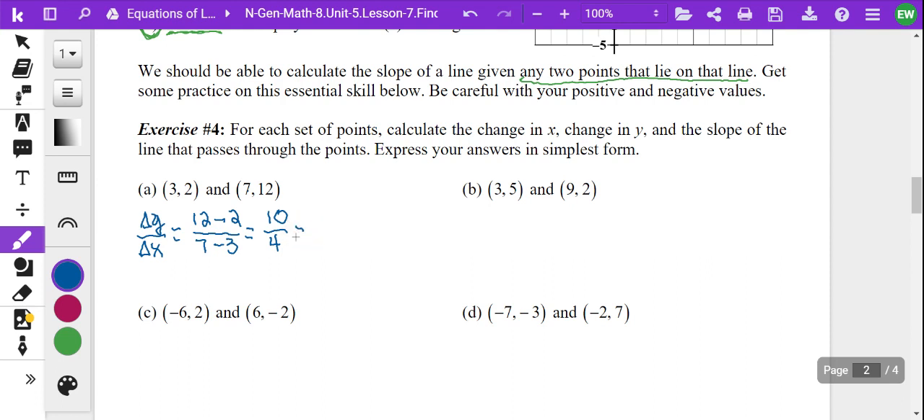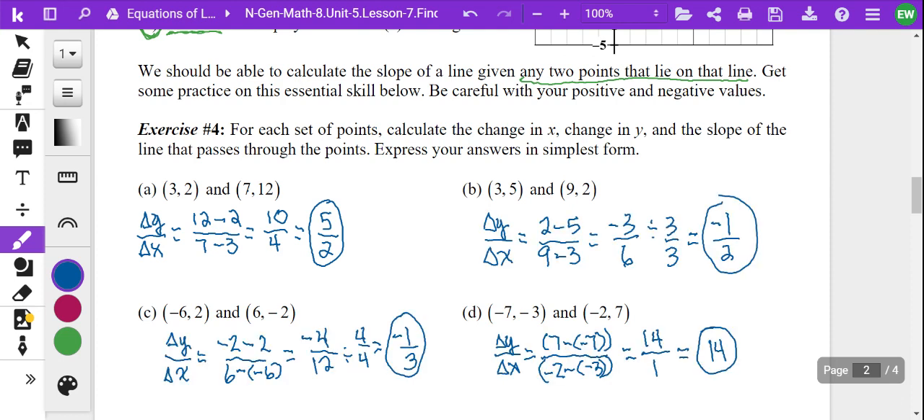So that's not in its lowest terms, though, again. I can divide both 10 and 4 by 2 because they're even numbers. So 10 divided by 2 is 5, and 4 divided by 2 is 2. So there is my slope of the line. Okay, try these other ones, and then come back and make sure that you got them correct.